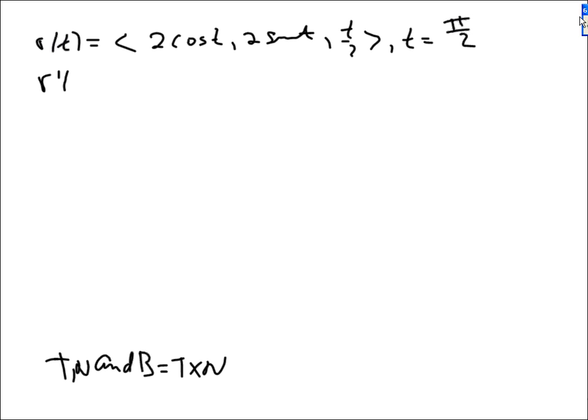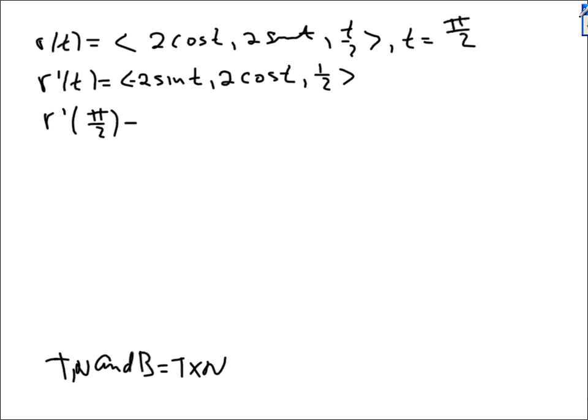So r prime of t is negative 2 sine t, 2 cosine t, 1/2. So r prime of pi over 2. Well, the sine of pi over 2 is 1 and the cosine is 0. So negative 2 times 1, 2 times 0, 1/2. That's r prime.